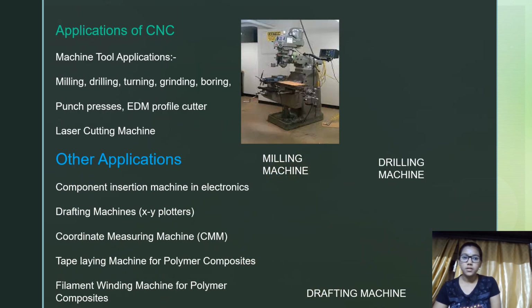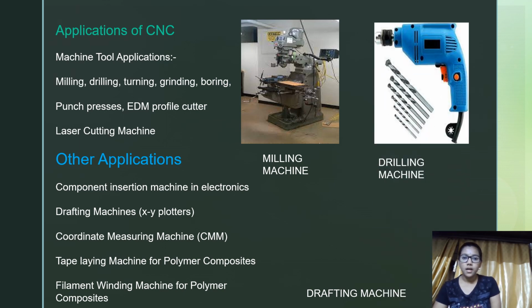Applications of CNC. Machine tool applications: milling, drilling, turning, grinding, boring, punch presses, EDM, profile cutter, laser cutting machine. Other applications: component insertion machine in electronics, drafting machines, XY plotters, coordinate measuring machine CMM, tape laying machine for polymer composites, filament winding.